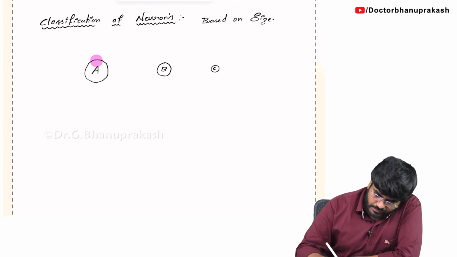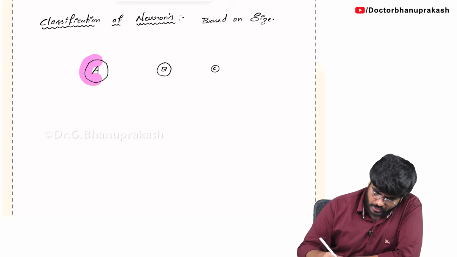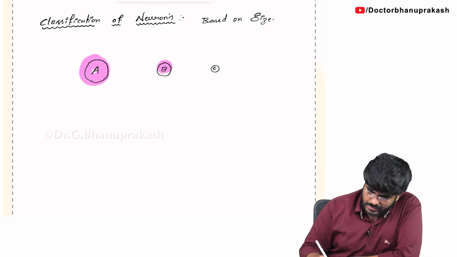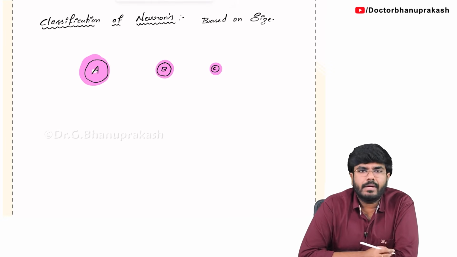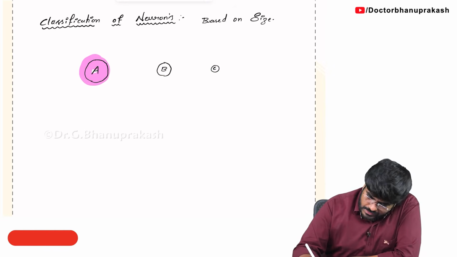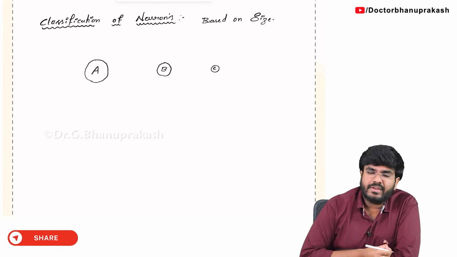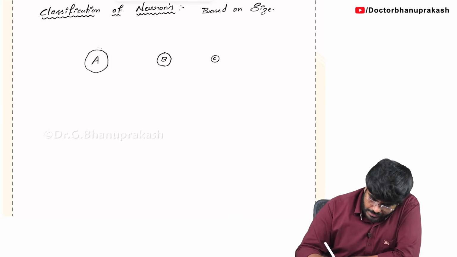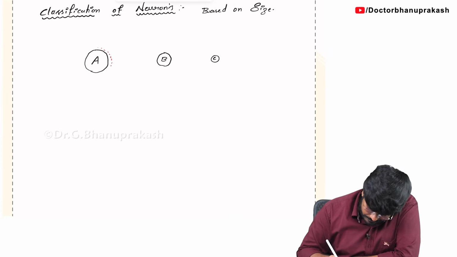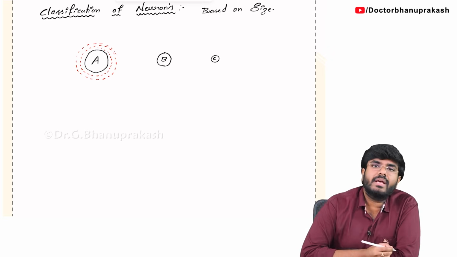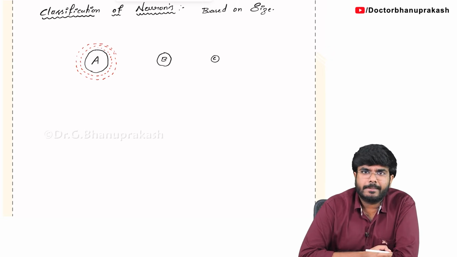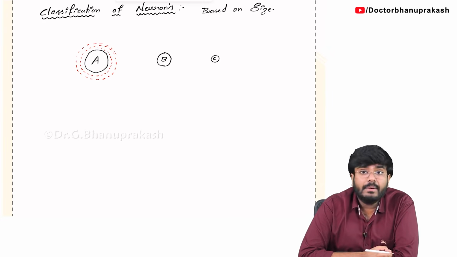Now you can very clearly see here the A neurons are bigger in size, B neurons are a bit smaller and C neurons are the smallest. Any other difference apart from size? Yes. A neurons are having this covering around them. What is this covering called? This is called myelination. Myelin sheath is there. So A neurons are highly myelinated.